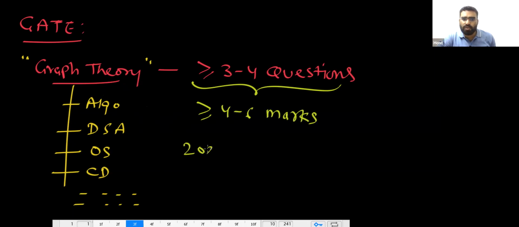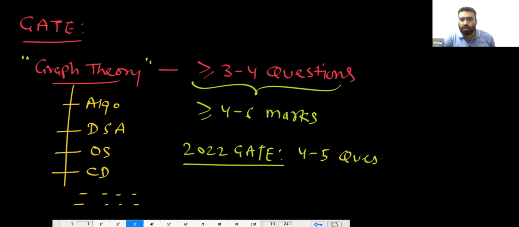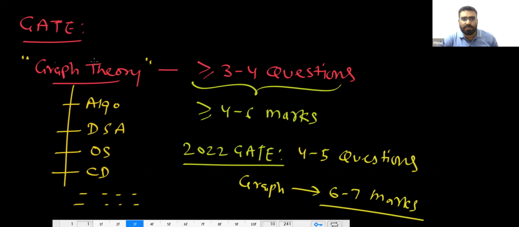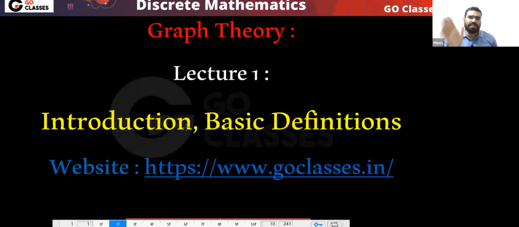And in 2022 GATE, from graph theory only, there were almost 4 to 5 questions, almost 6 to 7 marks. So this one chapter has great importance in the GATE exam. Now we will see why this is very important.